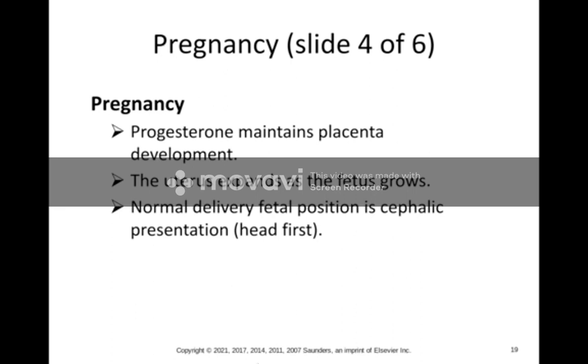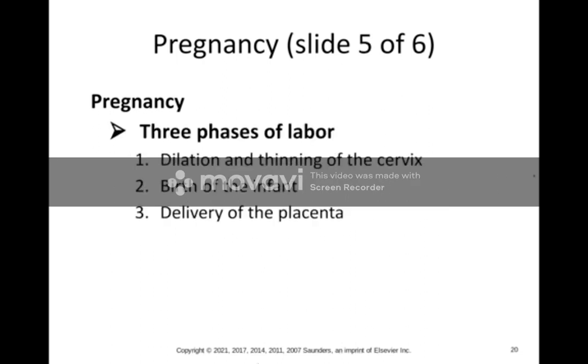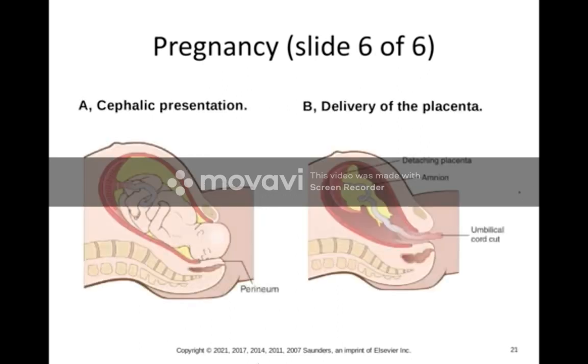So during pregnancy, progesterone maintains placenta development. The uterus expands as the fetus grows, and the normal delivery fetal position is referred to as cephalic presentation, which just means that it's head first, the head of the fetus. There are 3 phases of labor. First is dilation and thinning of the cervix. Second is the birth of the infant, and third is the subsequent delivery of the placenta, also known as the afterbirth.